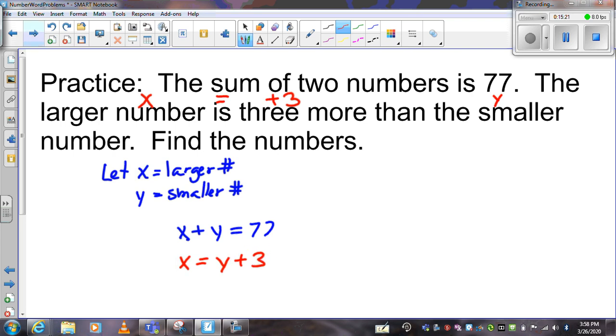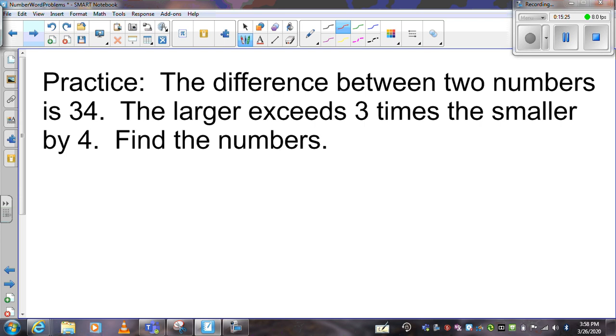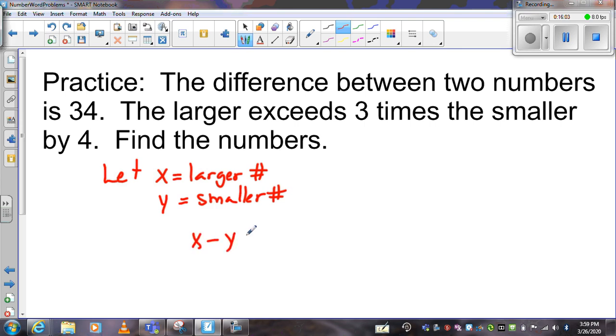Let's try another one. Okay, here we go. We've got exceeds in here. The difference between two numbers is 34. The larger exceeds 3 times the smaller by 4. Find the numbers. Okay, let's set up our let statement. Let x equal larger. Let y equal smaller. So the difference between the numbers is 34. Now I want you to think for a minute. When we take the difference, we're subtracting. Typically when we subtract, we do larger minus smaller. So it's x minus y equals 34.